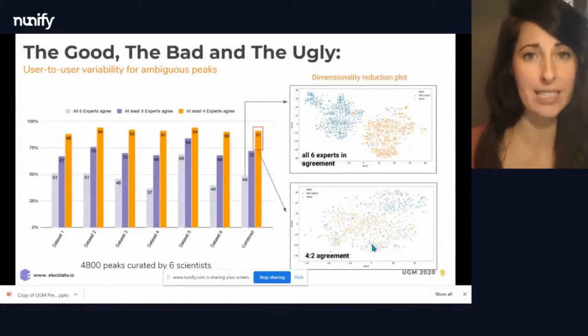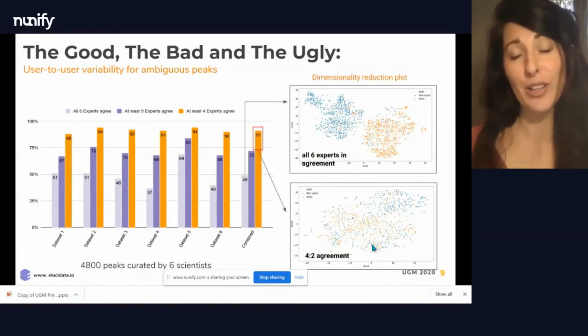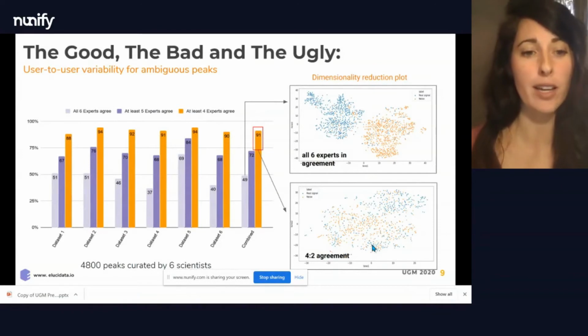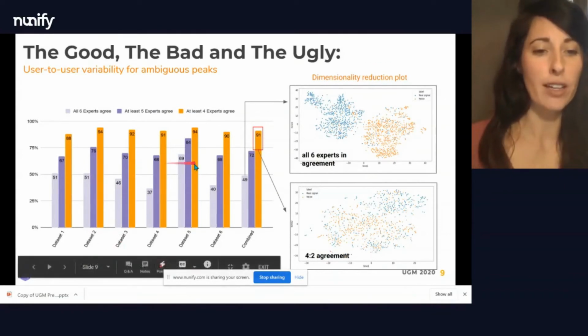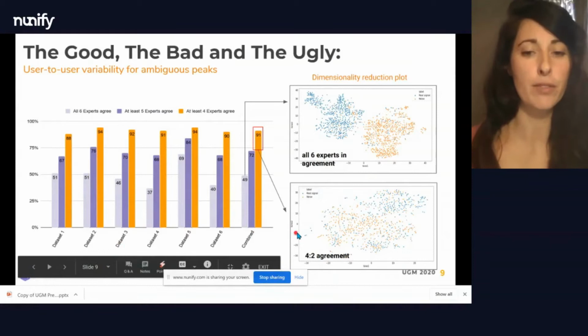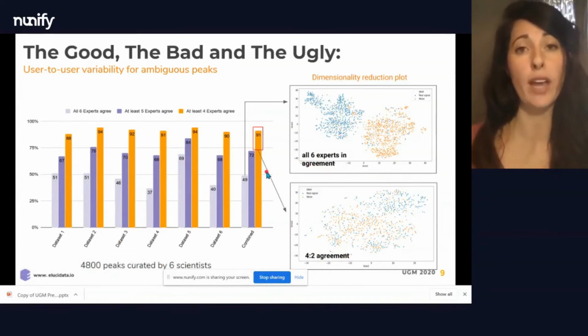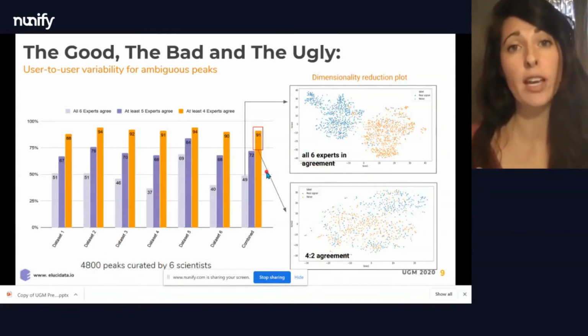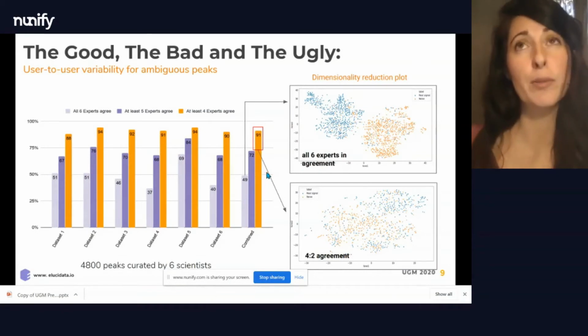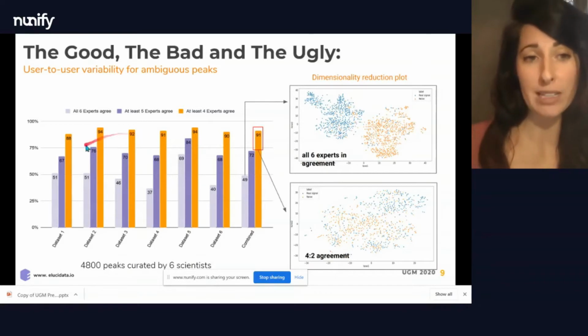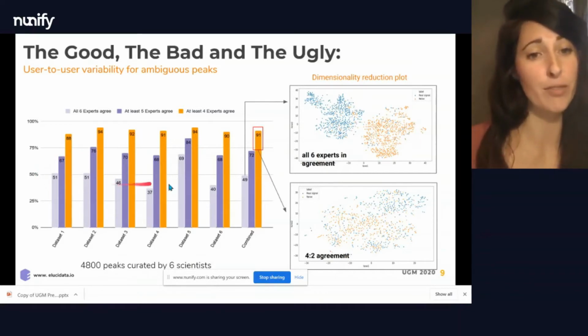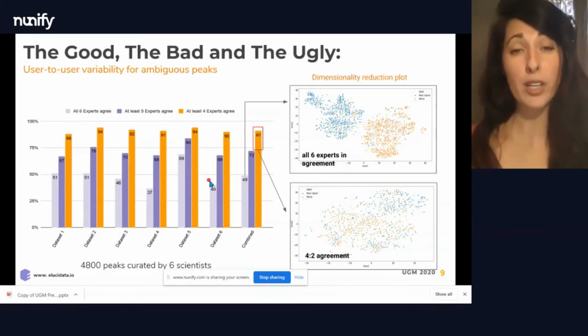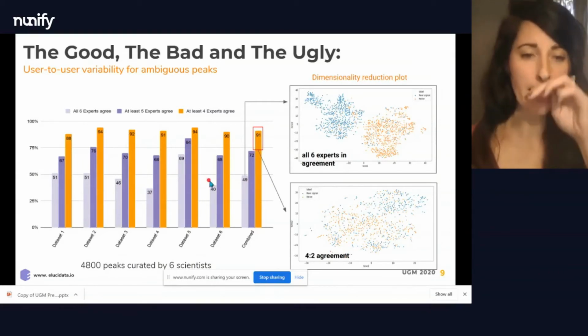The first had to do with user-to-user variability. Myself and colleagues that I could recruit for this project were asked to curate 5,000 different peaks. And we said, okay, we're going to take the data set where we all agree, and we're going to use that to train the model. Well, when we looked at the data after everyone completed it, we were a bit surprised to see that only approximately 50% of the time, sometimes a little less, sometimes a little more, were we agreeing on whether a peak was good or bad.